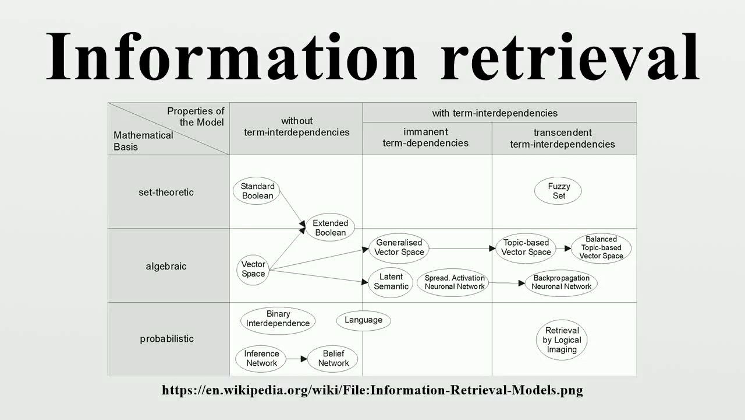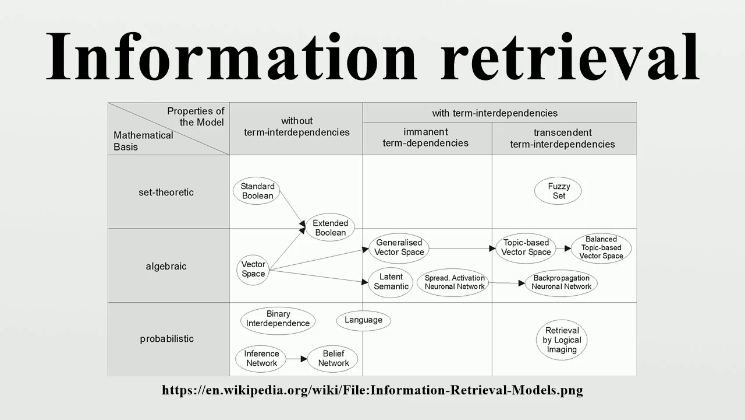Searches can be based on metadata or on full-text indexing. Automated information retrieval systems are used to reduce what has been called information overload. Many universities and public libraries use IR systems to provide access to books, journals and other documents. Web search engines are the most visible IR applications.